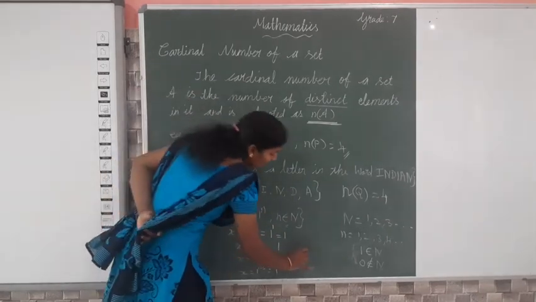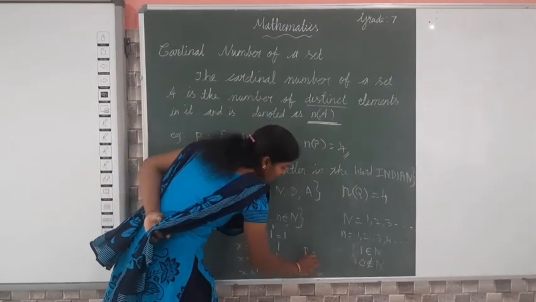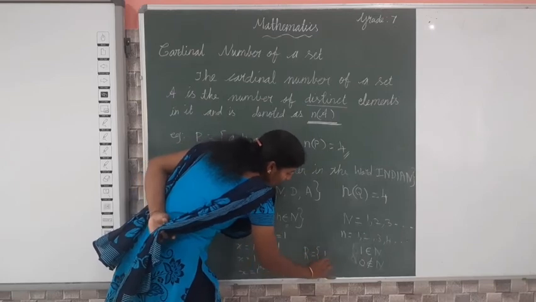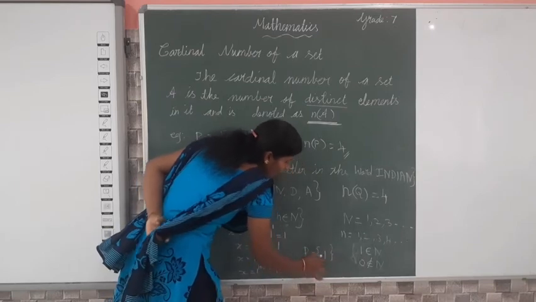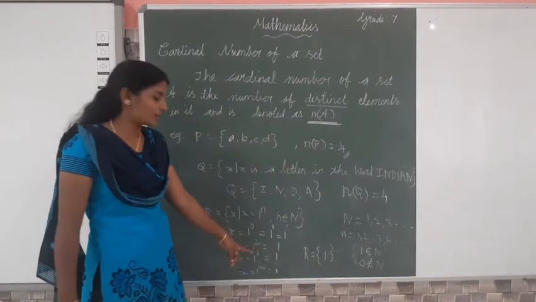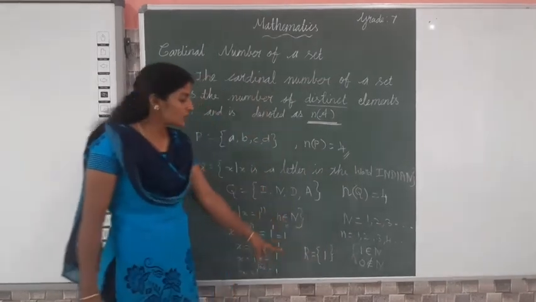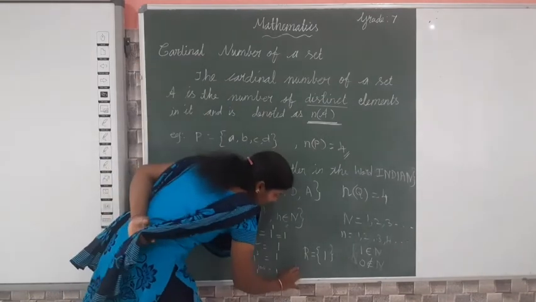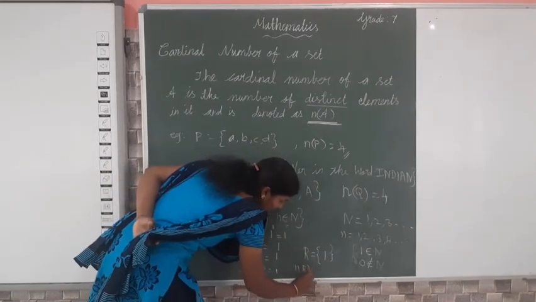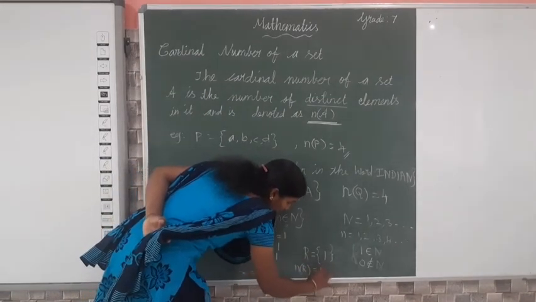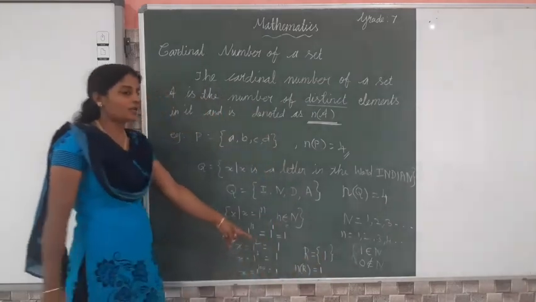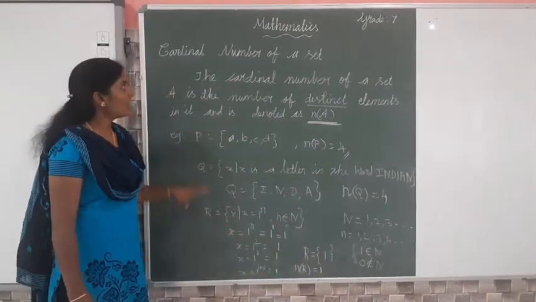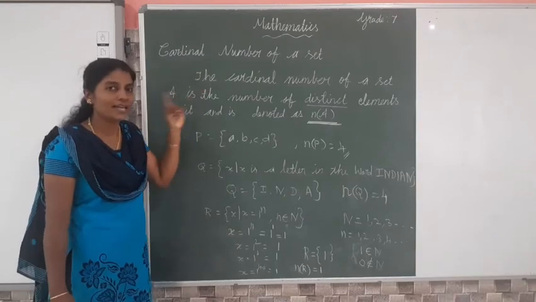So we can write what the elements in R are. R is equal to {1}. Don't repeat the element, only distinct elements. So n of R, the cardinal number, is only one element. So n of R is equal to 1. Are you clear what the cardinal number of a set is?